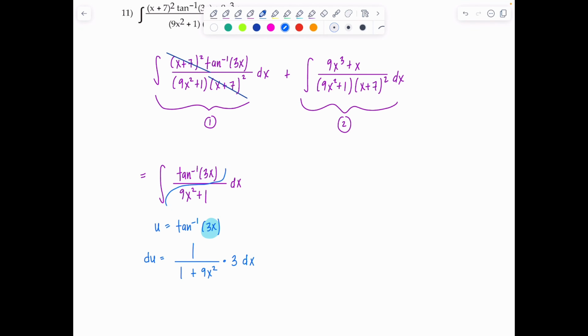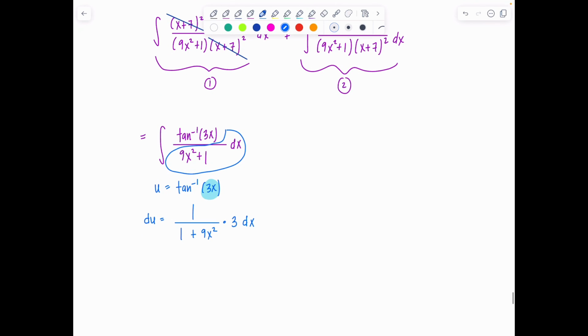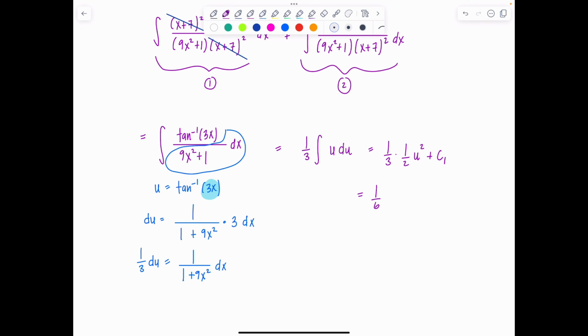So notice here, all I have is 1 over 9x squared plus 1. So that means 1/3 du is 1 over 1 plus 9x squared dx. Now we're ready to proceed. So we have 1/3 integral u du, which is going to be 1/3 times 1/2 u squared plus c1. So this is 1/6. U was tan inverse of 3x, squared, plus c1.